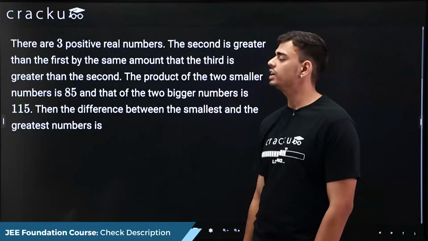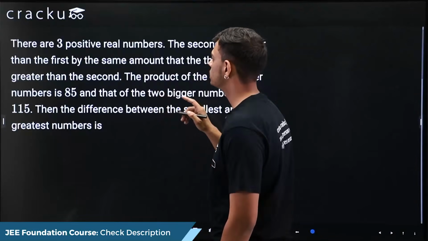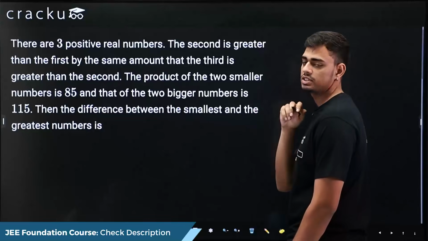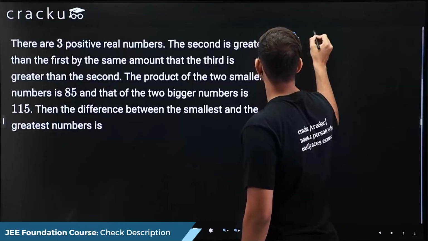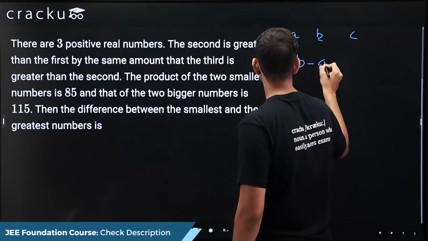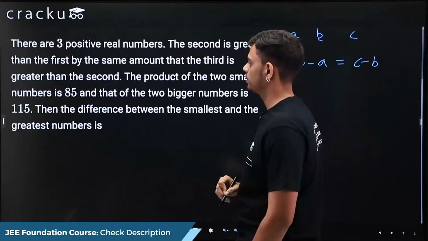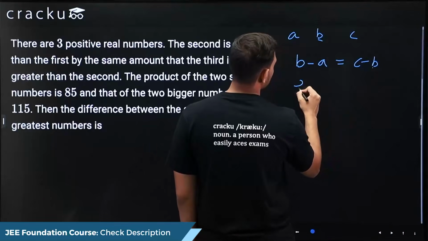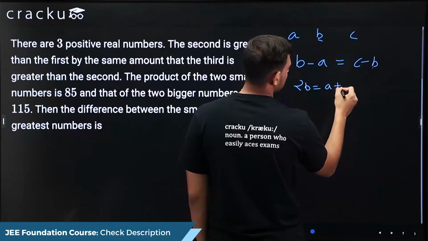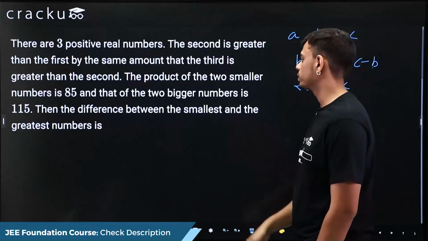In this question, we are given that there are 3 positive real numbers. The second is greater than the first by the same amount that the third is greater than the second. Let us assume the numbers to be A, B, C. Second is greater than first, that is B minus A, by the same amount that third is greater than second. Okay, this means that 2B equals A plus C. It also implies that A, B, C are in an arithmetic progression.